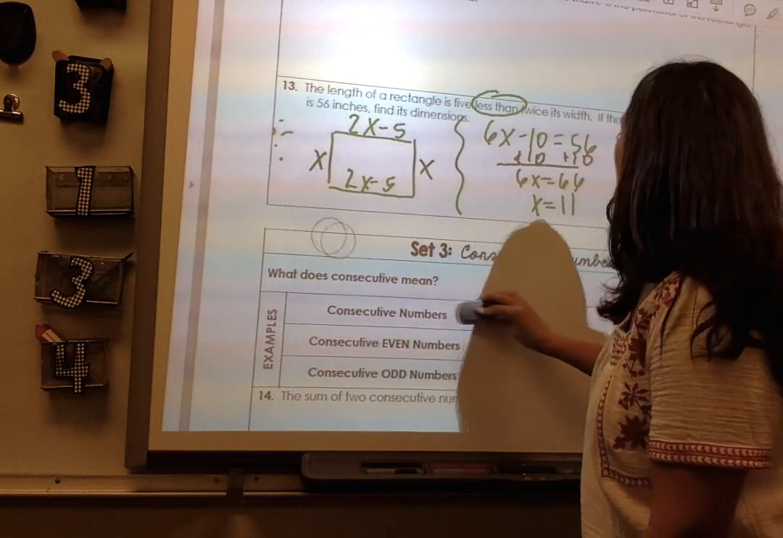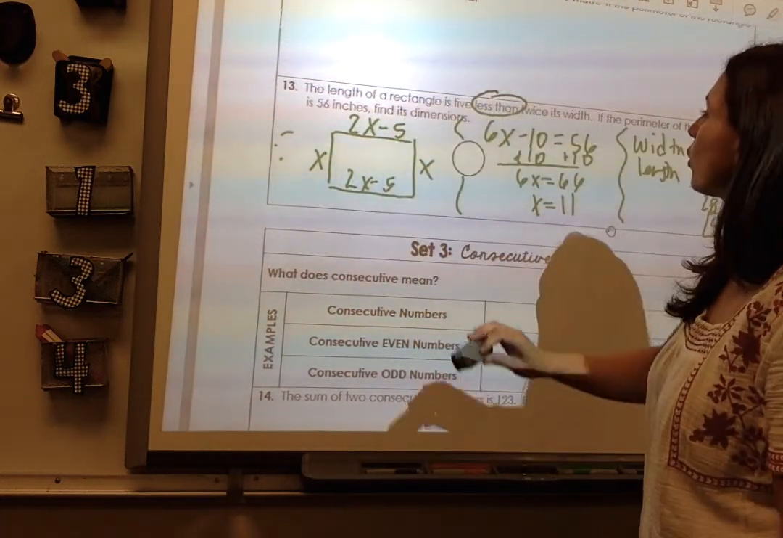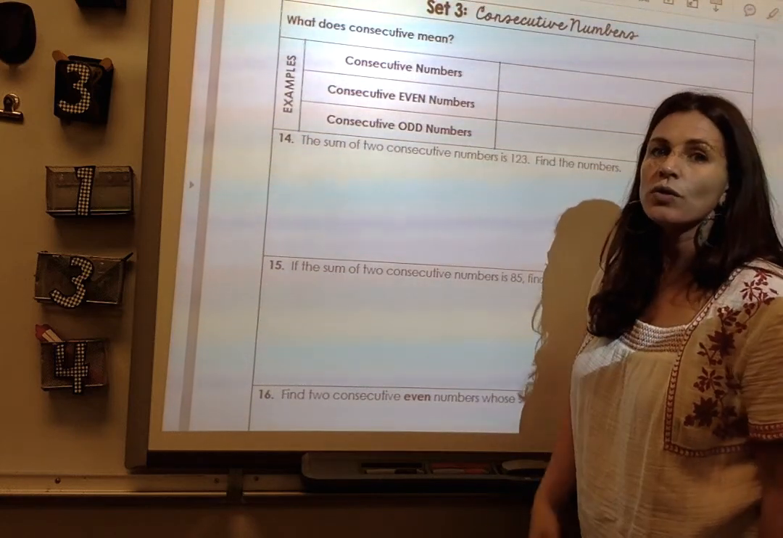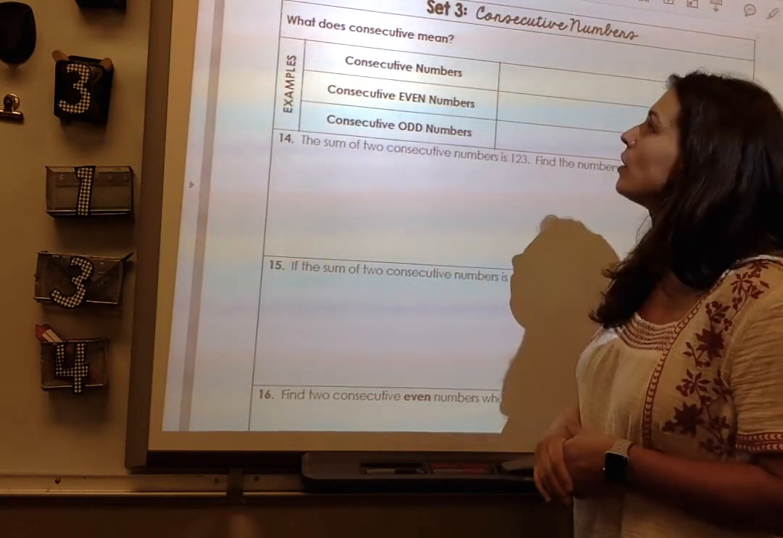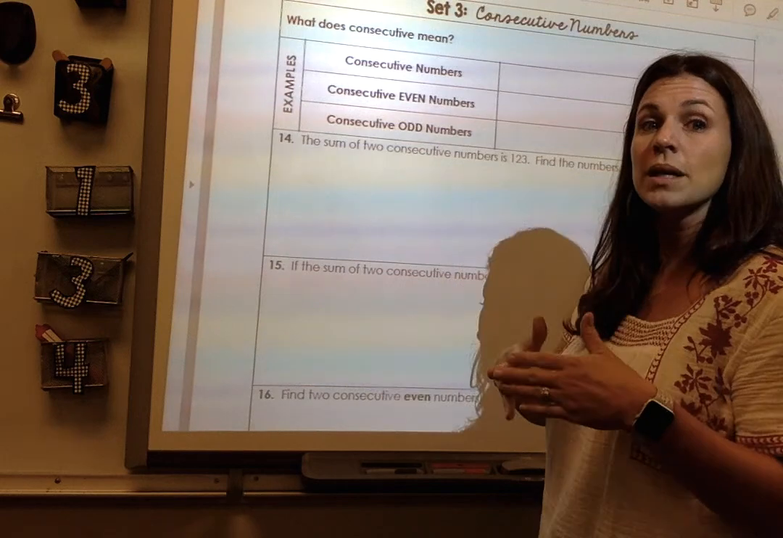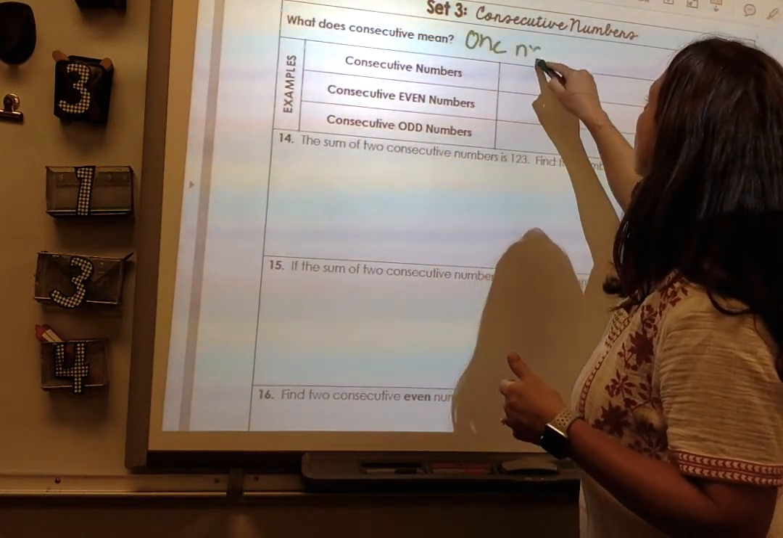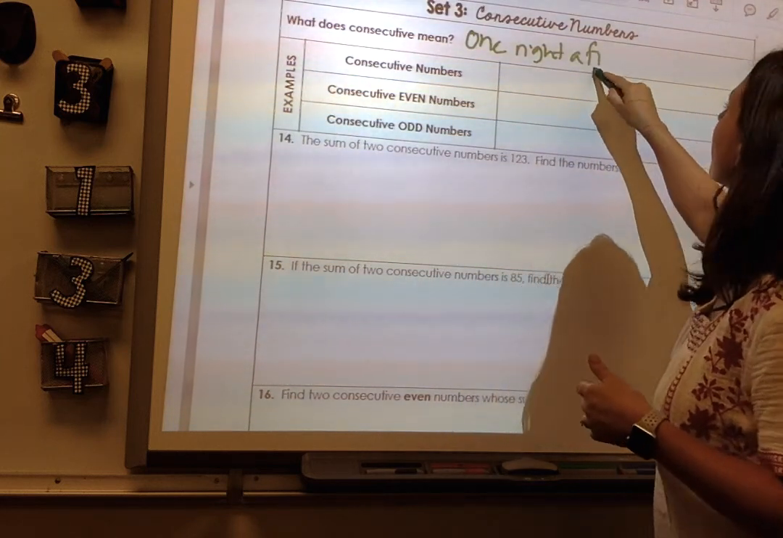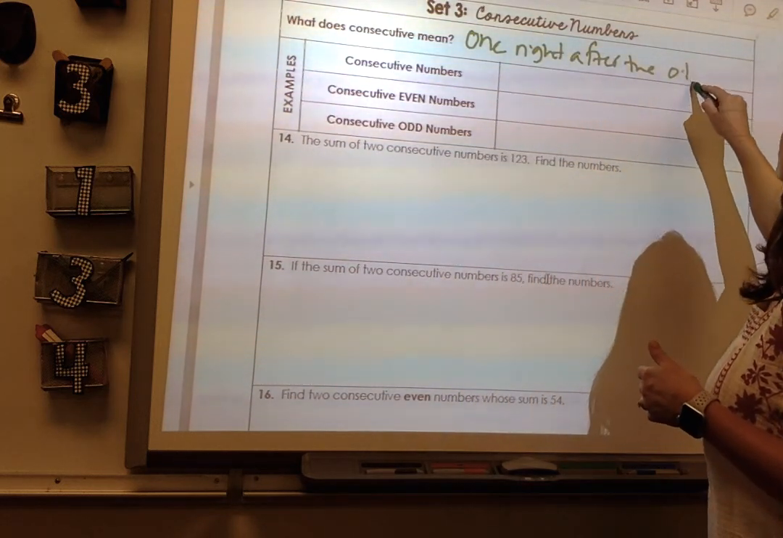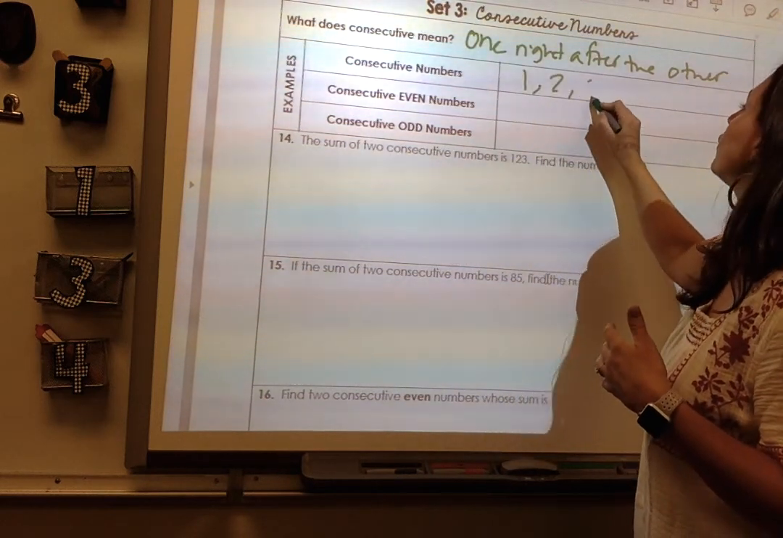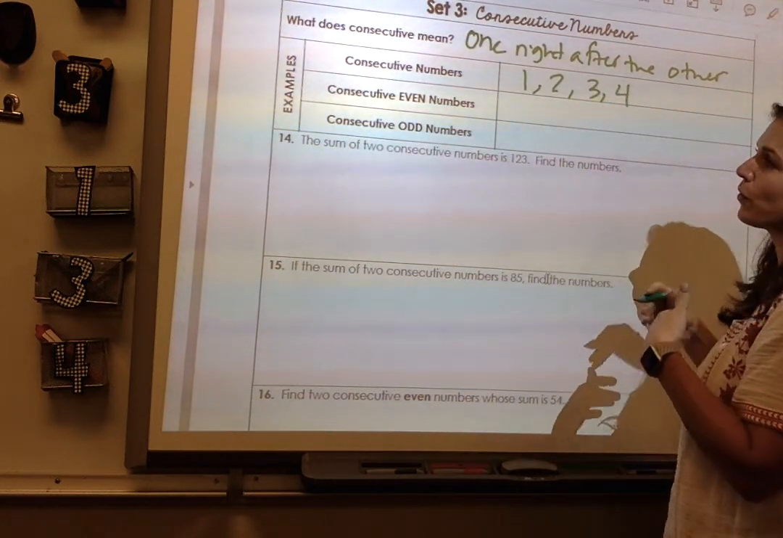Okay. All right, the last set of word problems when we talk about them are going to be consecutive numbers. So I know you guys did this last year. So think back what consecutive means. It means one right after the other. So examples of consecutive numbers would be like 1, 2, 3, 4, so on and so forth.